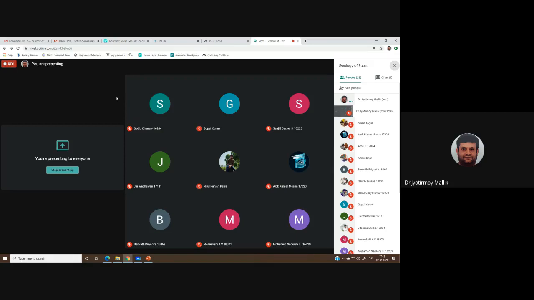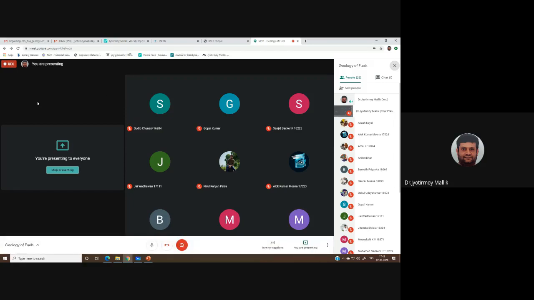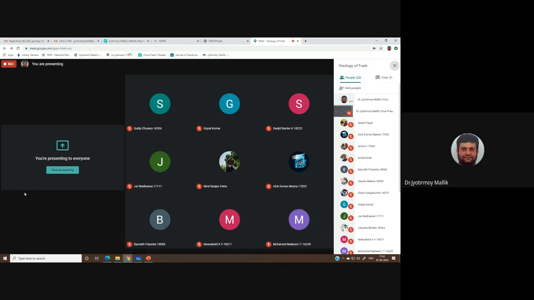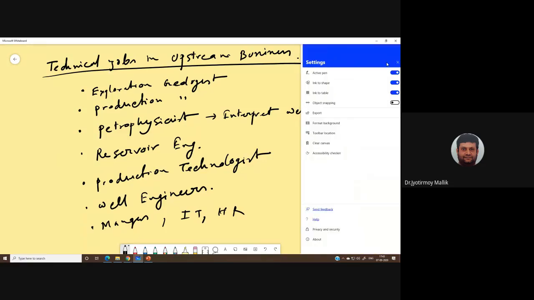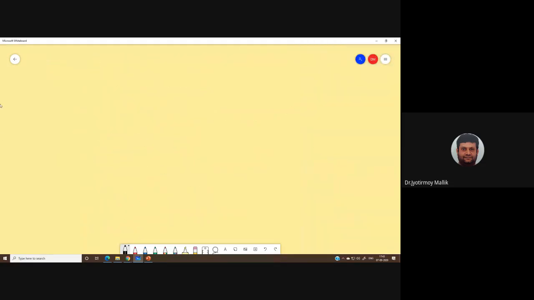The moral of the story is that it's picking up again, and it should pick up for us at least. There should be jobs in the market. That's very much important. So these are the typical technical jobs one can expect in the upstream business. And then of course, as a geologist, let me look at the job of a geologist a bit more carefully.